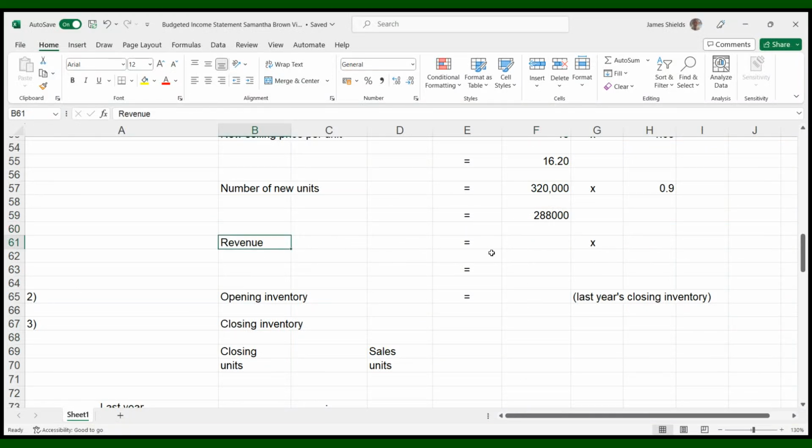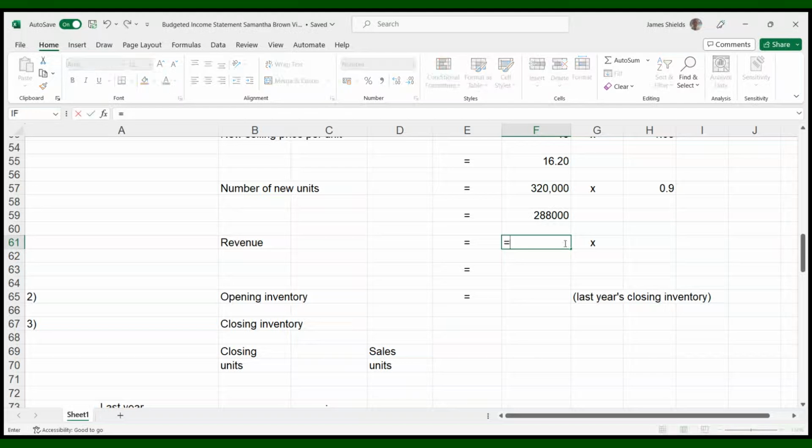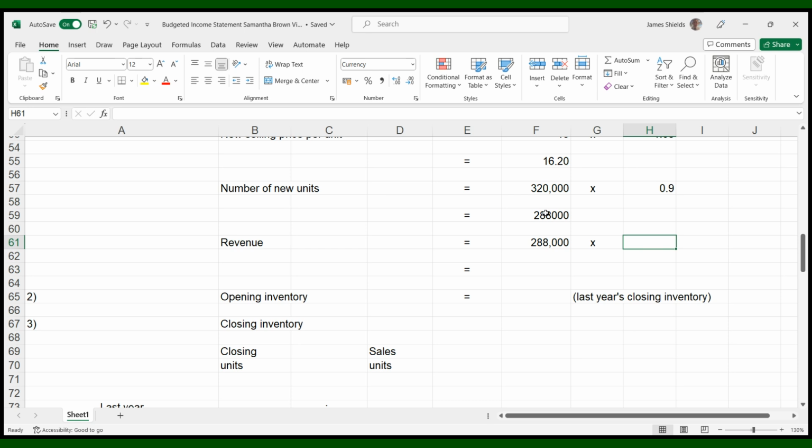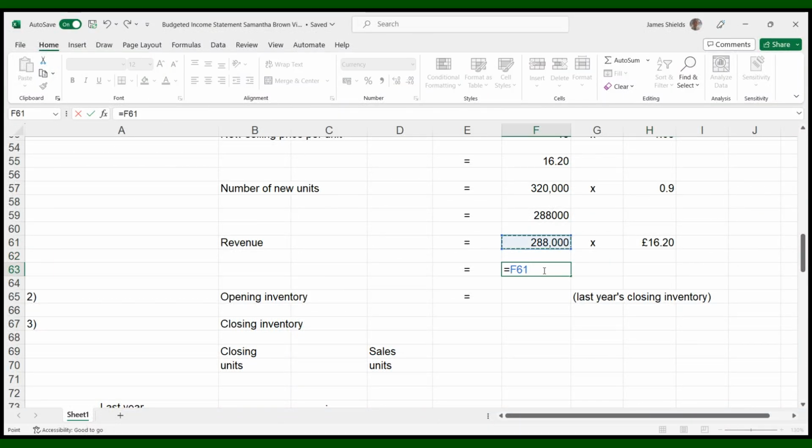Now we can work out the new revenue. We know the number of new units is 288,000. And we know the new selling price, which is £16.20. So the new revenue then is going to be the 288,000 units times the new selling price of £16.20, which is going to give us £4,665,600. Now I'm going to put that down in my budgeted income statement, which I've got below.